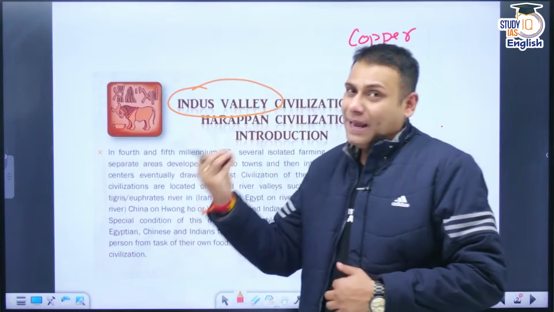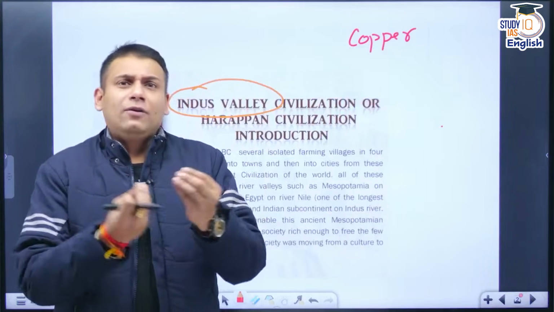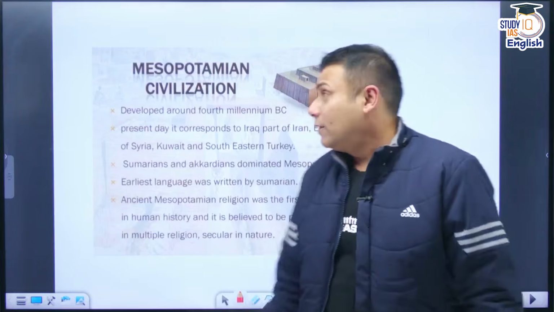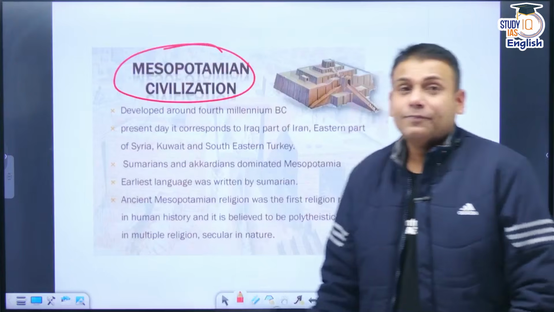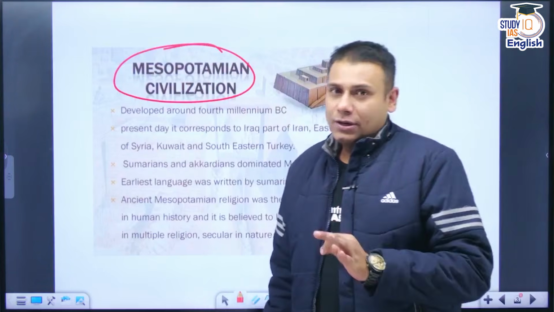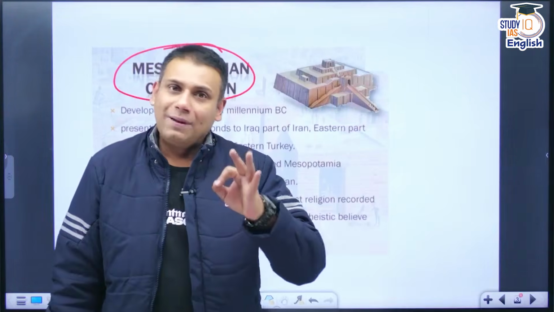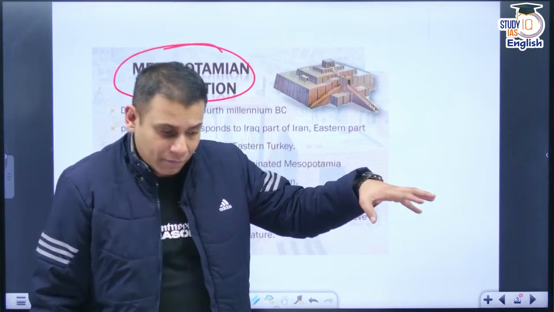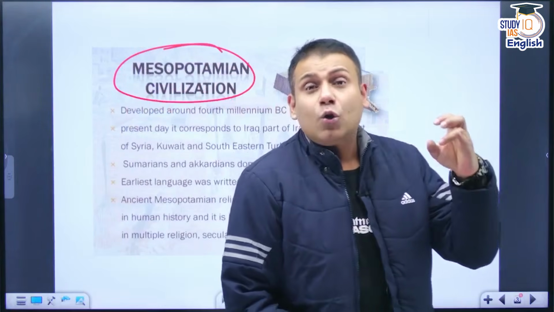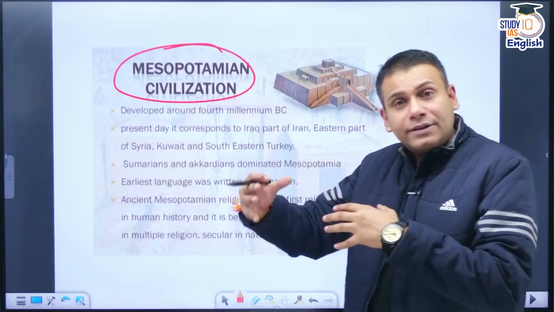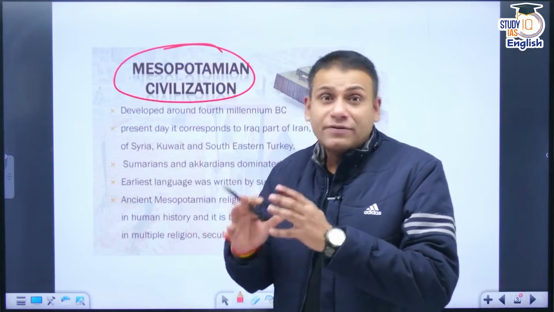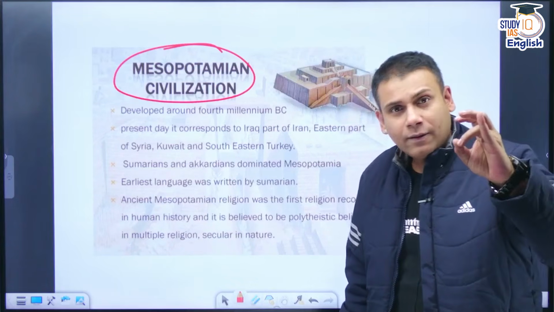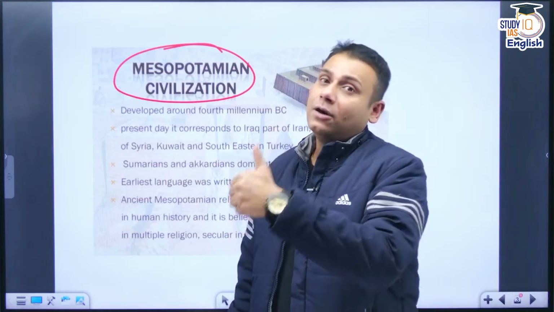So now let's begin. Let's understand within 2 to 3 minutes certain characteristic features of each civilization. Let's begin with Mesopotamian civilization. Mesopotamian civilization developed around the 4th or 3rd millennium BC. It developed around the regions of Iran, Iraq, Kuwait, Syria and southeastern Turkey, roughly certain parts of Central Asia. I'll repeat: Iran, Iraq, Kuwait, Syria and southeastern Turkey.